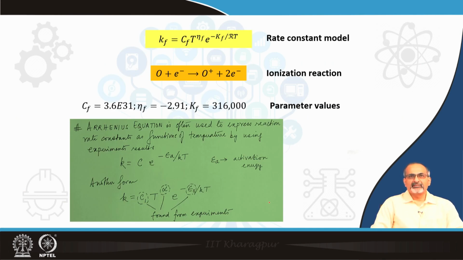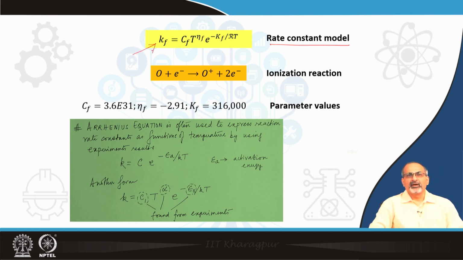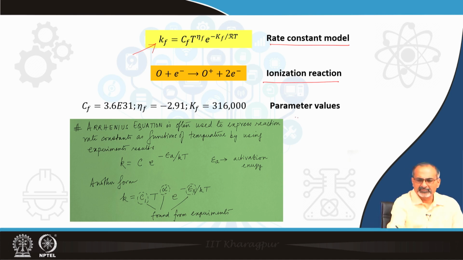We have, for example, included one such rate constant model, which is essentially found from the reference that we were talking about in the previous slide, where the forward rate constant has been mentioned, and we try to look at a typical ionization reaction which might occur beyond 9000 Kelvin or so, and for that particular reaction, atomic oxygen ionizes with the collision partner being an electron. The relevant parametric values which need to be plugged into this rate constant model are mentioned over here.